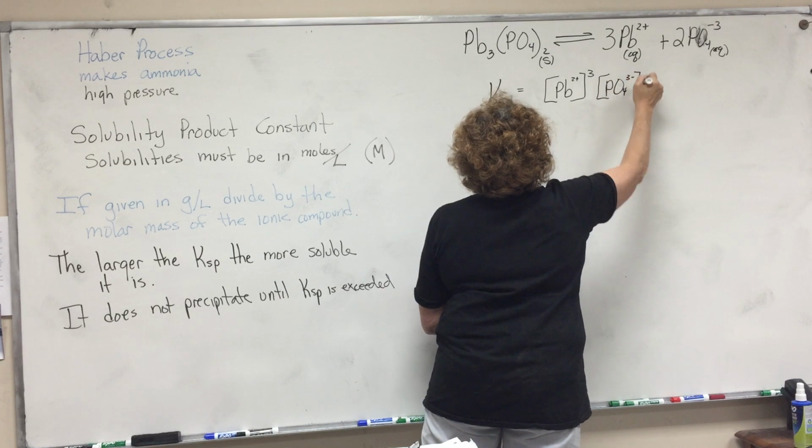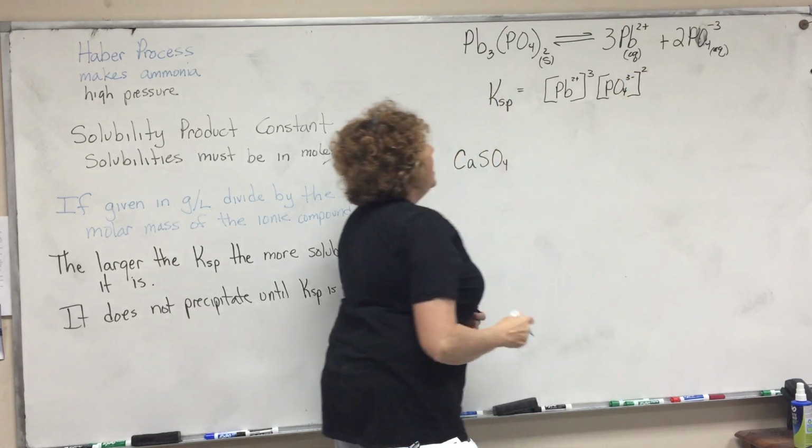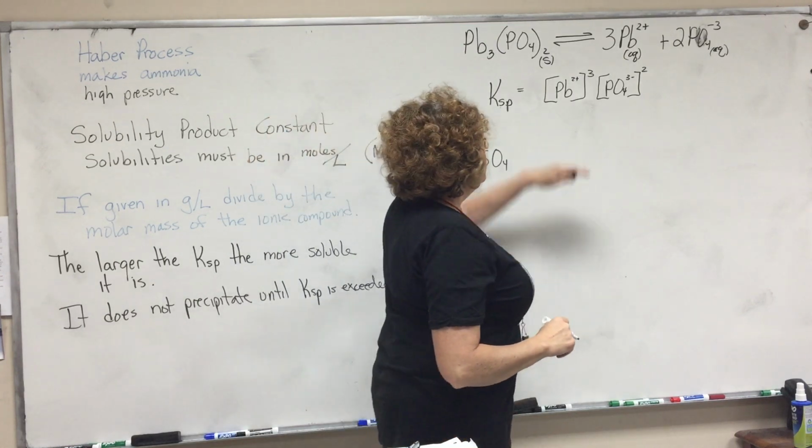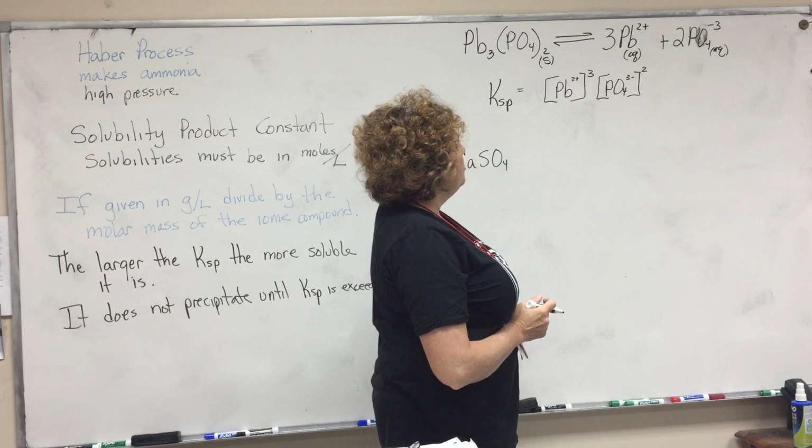PO4 3- squared. And there is no denominator because you don't put the solid in there. So that's your solubility product expression.